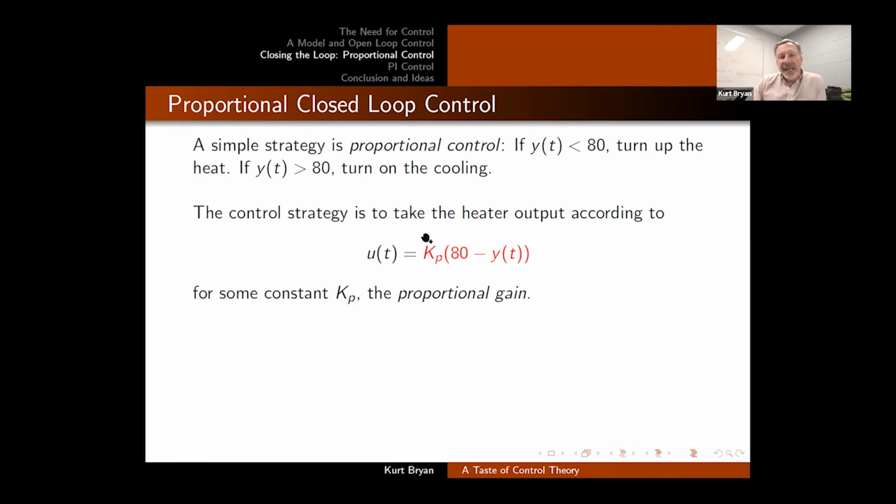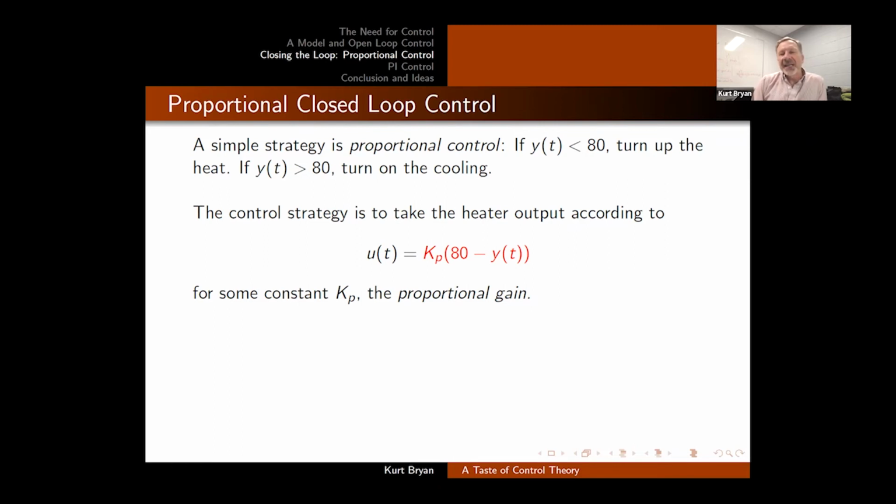So take the heating element, and turn it on to a level given by this formula here. K sub P is a constant called the proportional gain, times 80 minus Y of T. If you look at what's in red there, if Y of T is below 80, then U of T will come on to a positive level. If Y of T goes above 80, then U of T is negative, and that says turn the cooling on. And if Y of T is 80, U of T is 0. It says don't do anything, you're at the right temperature. It looks like a very sensible control strategy. It leaves something to be desired, as you'll see. And it's kind of surprising, but this is called proportional control.